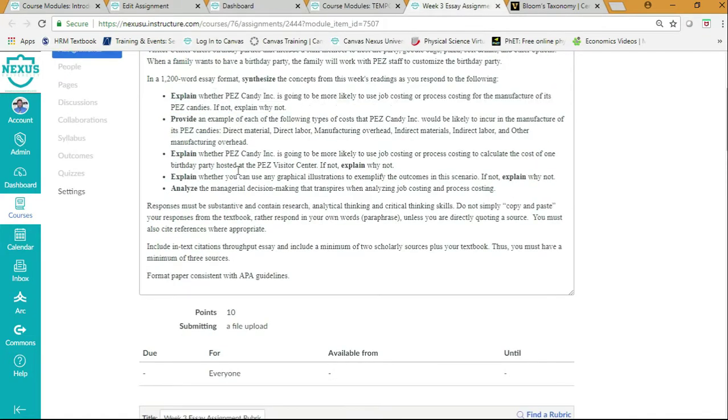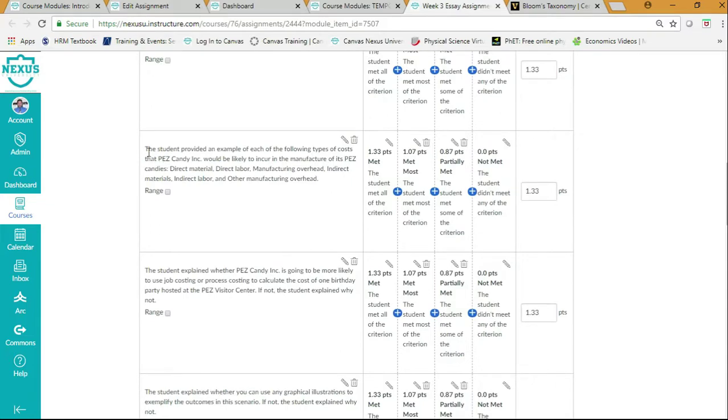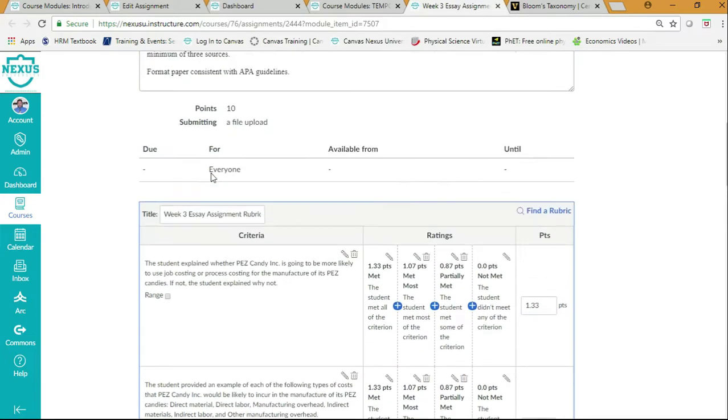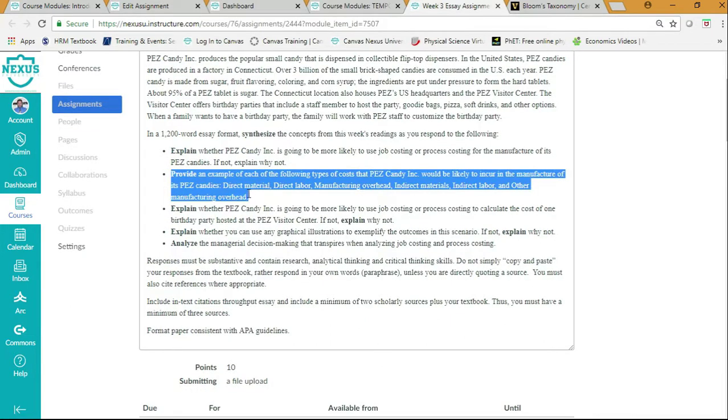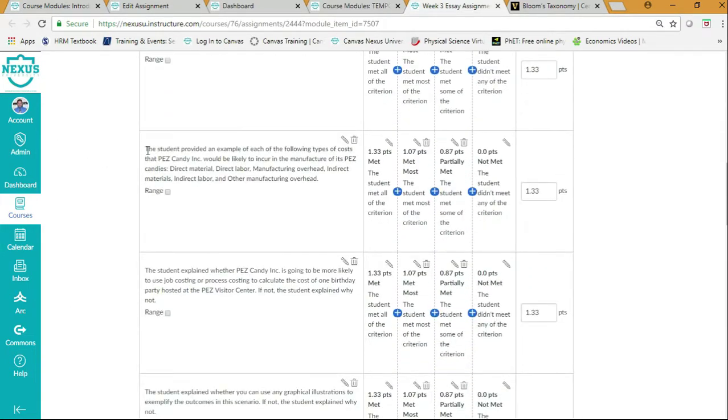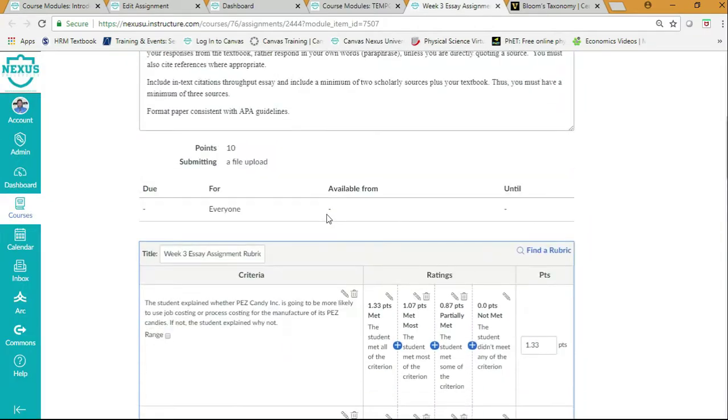Here's another criterion. So look at the next one. It says, provide an example of each of the following types of costs that PEZ Candy would likely incur. So as you can see, here's the criterion, and here's the criterion in the rubric. It says the student provides an example of each of the following types of costs that PEZ Candy Incorporated would be likely to incur in the manufacture of its PEZ candies. It's pretty much the same as this one here. And then you do the same for all the rest.